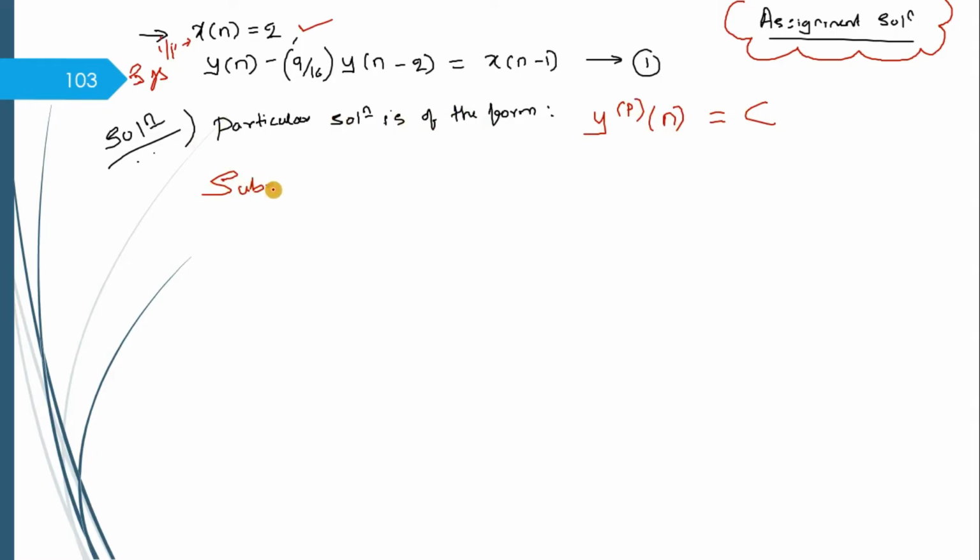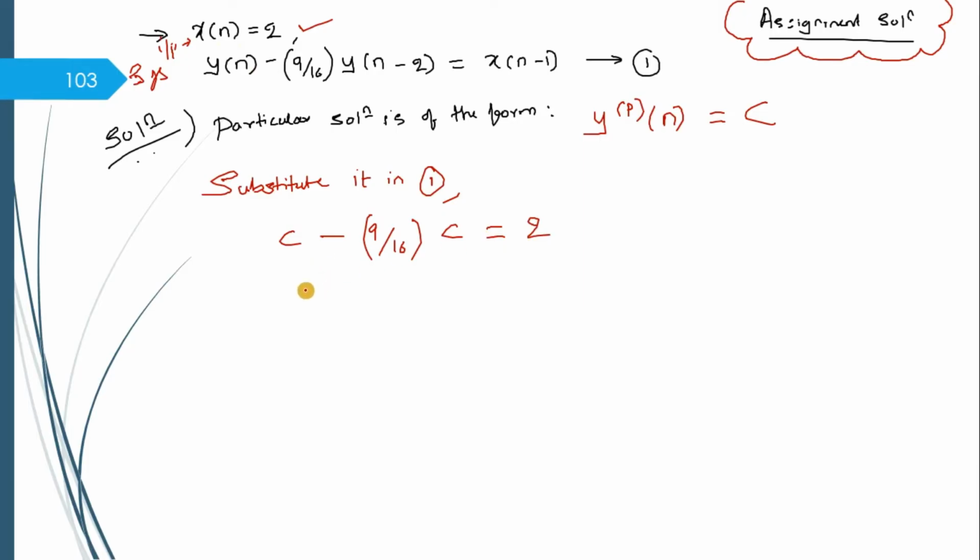Now substitute it in equation 1. When I substitute, in place of y of n I put c, and then 9 by 16 times y of n minus 2. You write it as c because it is constant, irrespective of whatever shifting you do, it is just a constant. Just write it as c equal to, the input is 2.